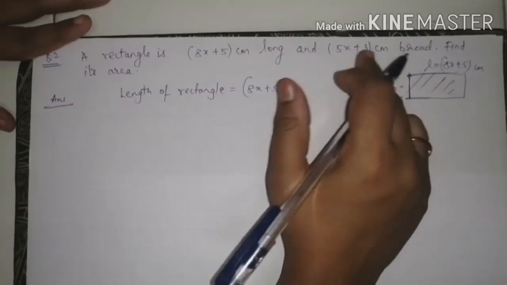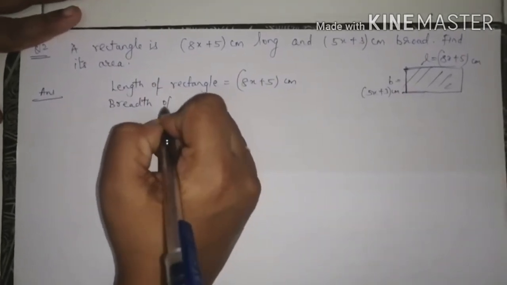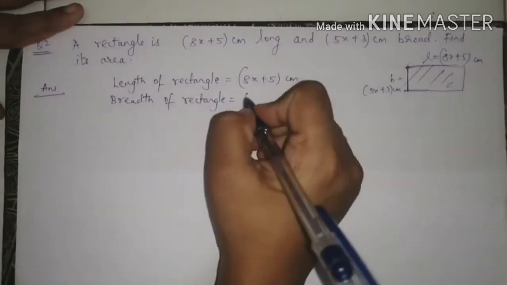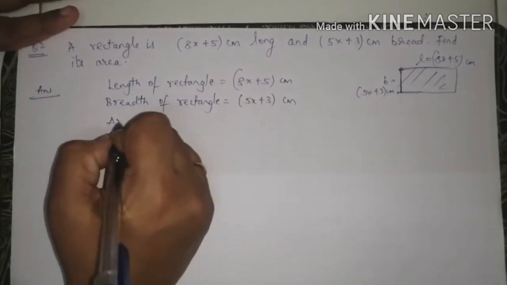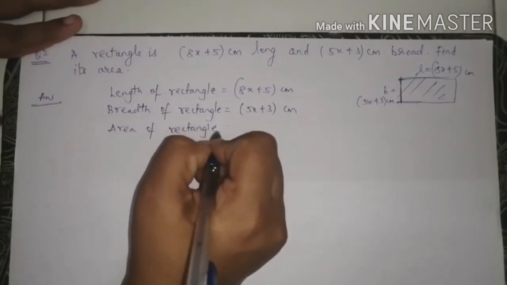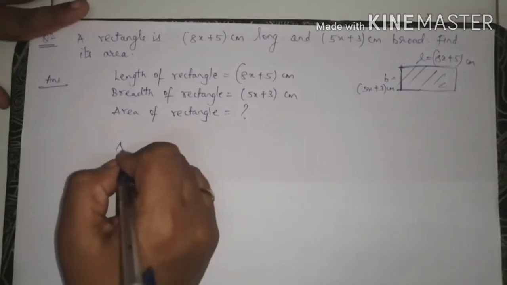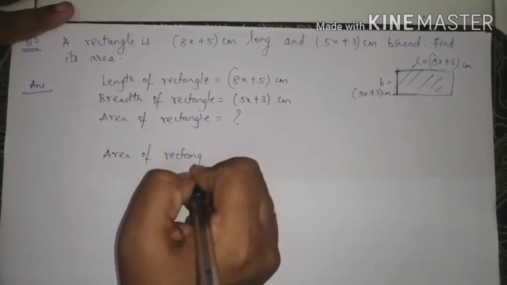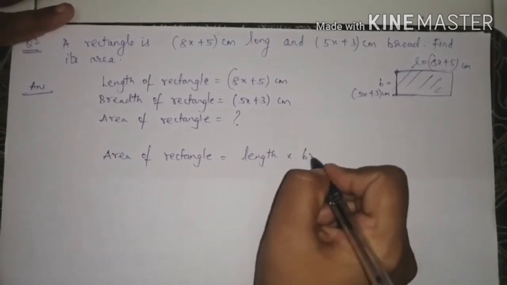Long means length and broad means breadth. So breadth is given. Breadth of rectangle is equals to 5x plus 3 centimeter. We have to find out what area of rectangle. So area of rectangle is equals to question mark. Now finding the area of rectangle, we know the formula. So write the formula next step. Area of rectangle is equals to length multiplied by breadth.